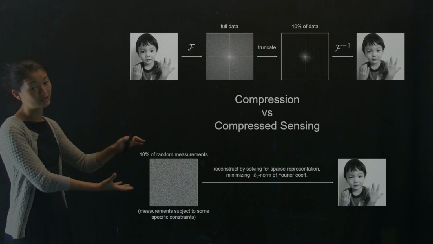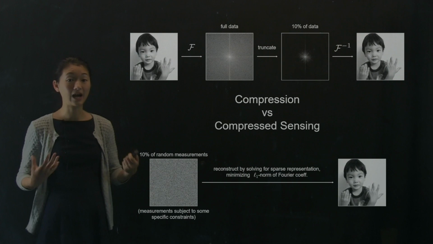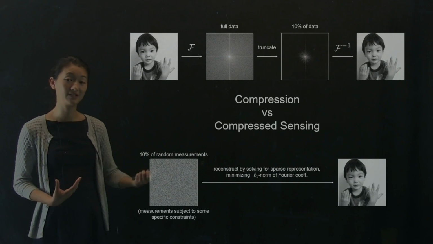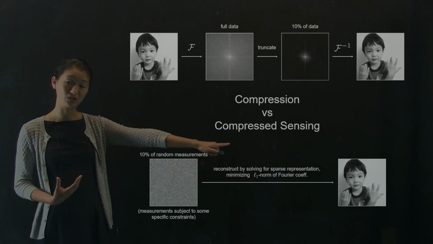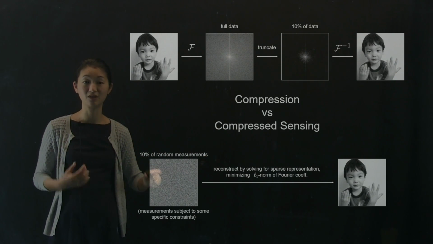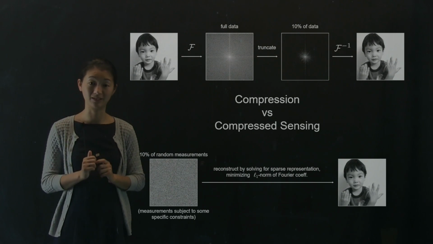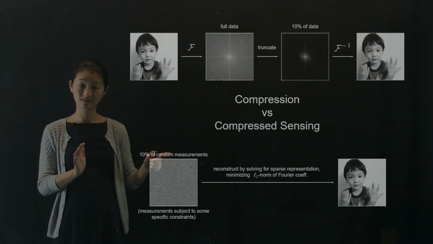So once you've acquired these 10% random measurements, there exists an algorithm where you can then computationally reconstruct what the image would have looked like that is most consistent with the measurements I've taken, even though I've only taken a fraction of the original pixels that would have been in the image. So that's compressed sensing, okay?